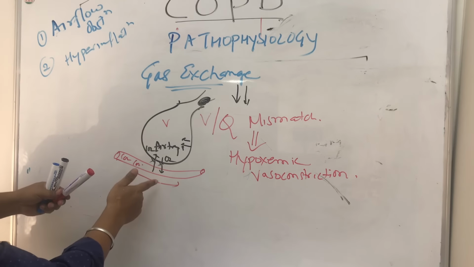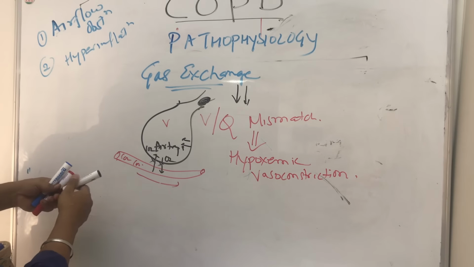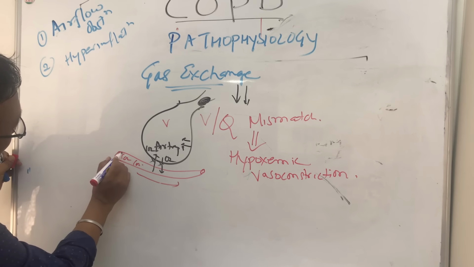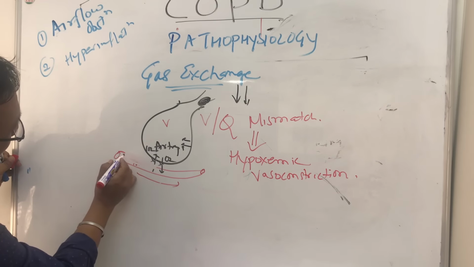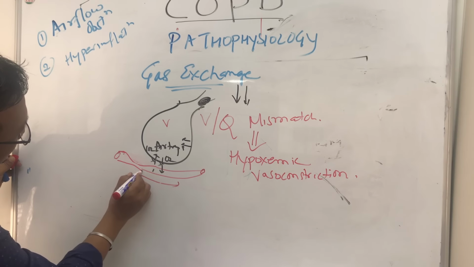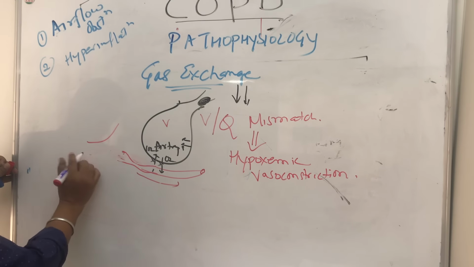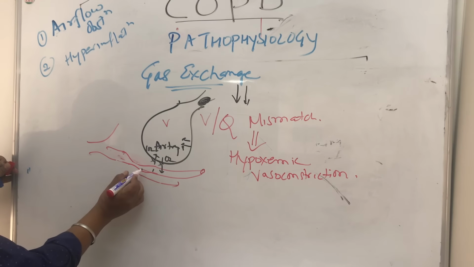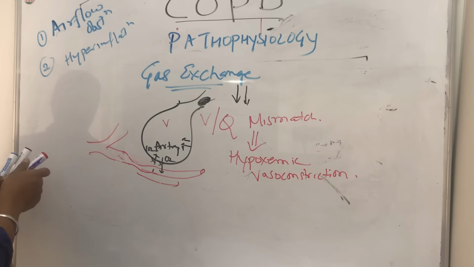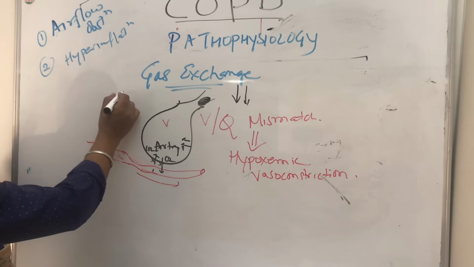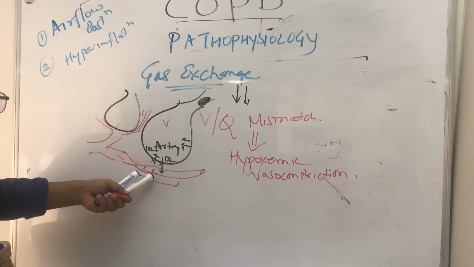So next, what will happen when there is VQ mismatch, when the gas exchange is not taking place? These blood vessels will be vasoconstricted. This is the normal thing, vasoconstricted. So there will be vasoconstriction here, and so most of the blood will then flow to the other normal alveoli. Because here it is obstructed, because the gas exchange is not taking place in this diseased alveolus.